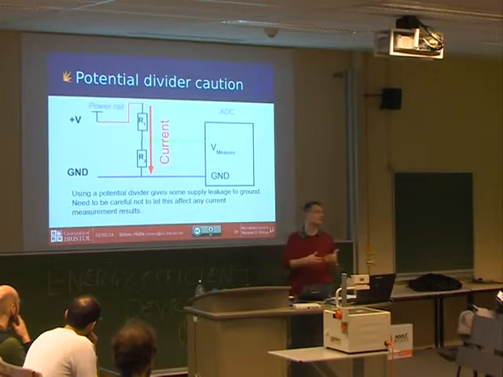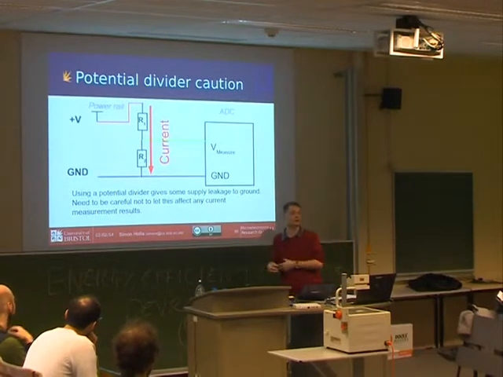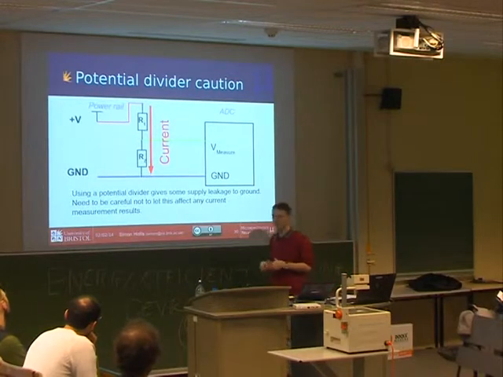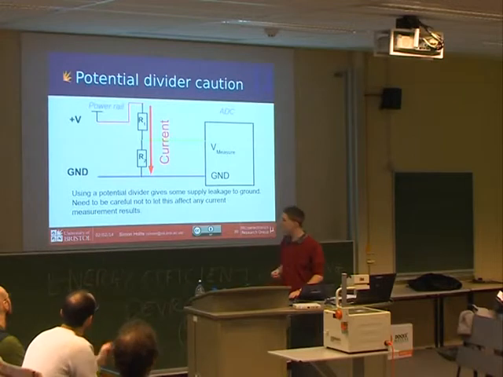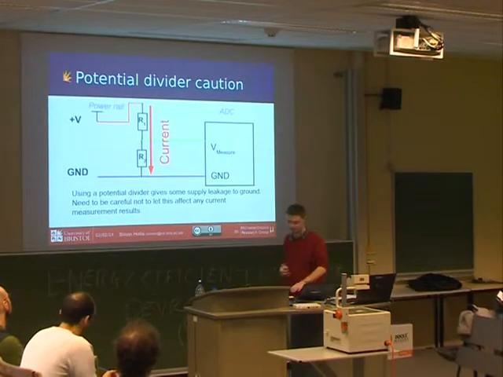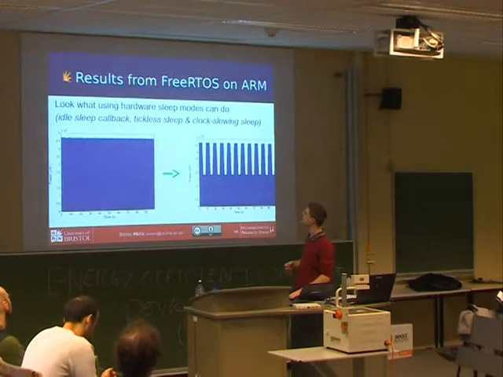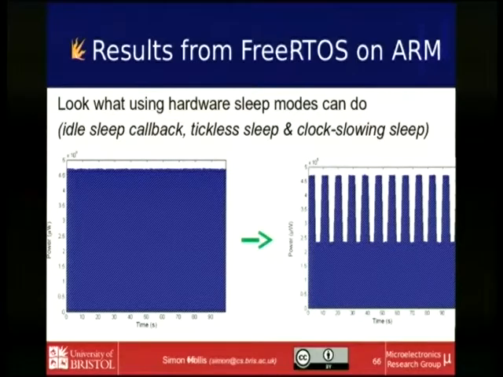Your processor actually takes less current than you thought it did, because you're wasting current in your measurement. And this is the kind of thing that can affect results if you're not careful about it. You've got to remember to do it. There's nothing hard, but if you don't do it, you'll get errors. That is the backup slide.